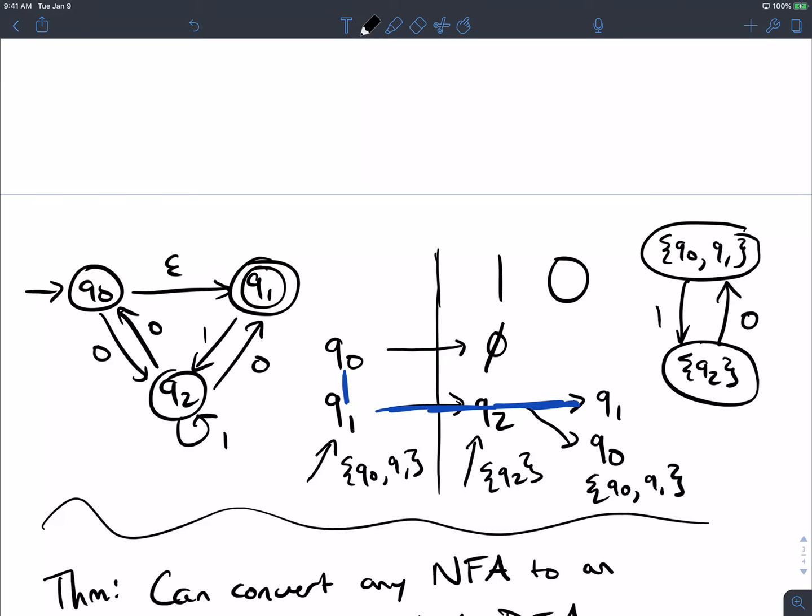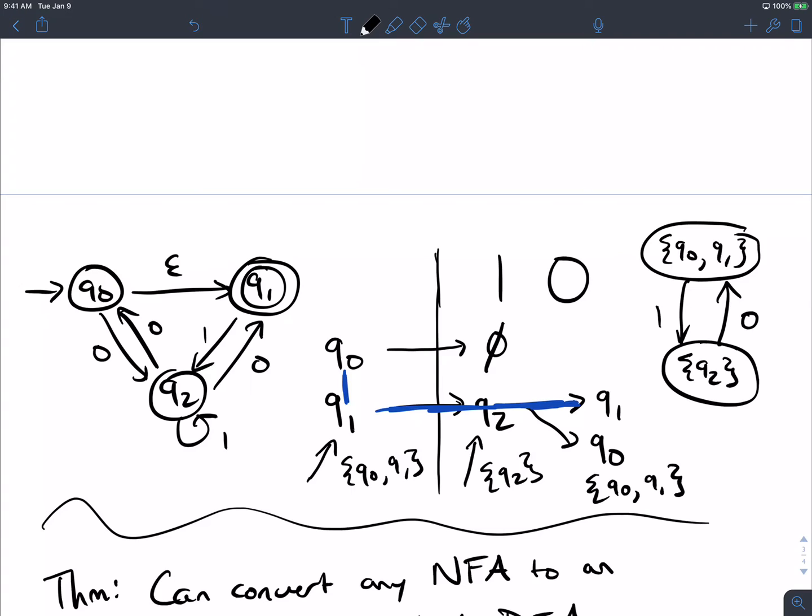So remember, the name of the state says these are the states you could reach at this point. Well, if I can reach Q2, does that mean I should accept? No, it doesn't mean I should accept. So Q2 should not be final. What about Q0, Q1? Should that be final? Yeah, because at least one of the states is a final state from the NFA. Because Q1 was final, that means that this whole state must be final. Okay?